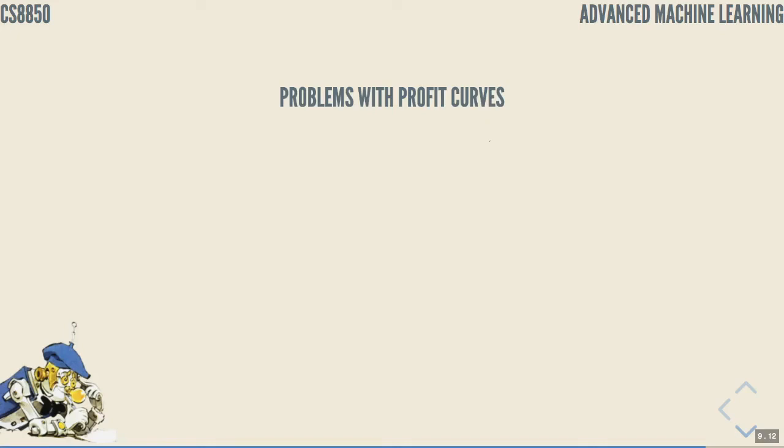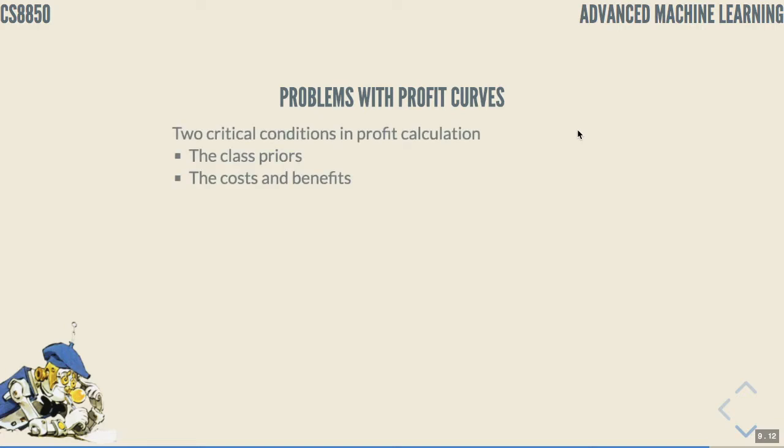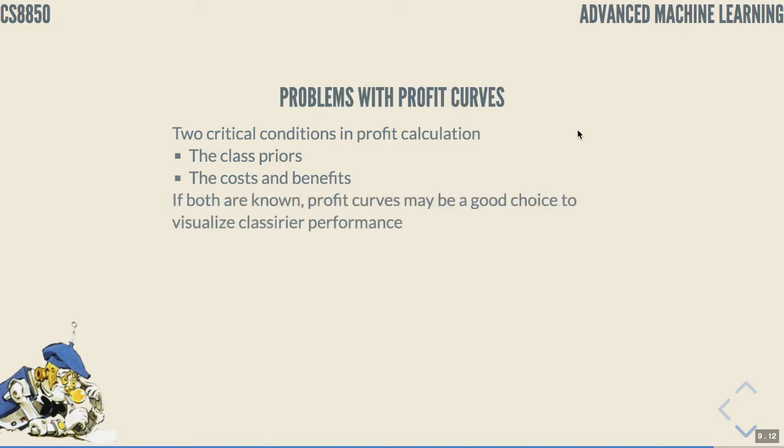So we've covered the profit curves, right? But there are some problems with those. In order for them to work, there are two critical conditions that have to be observed. The one is class priors, and the other one is costs and benefits. So if both are known, profit curves may be a good choice to visualize classifier performance. Okay.